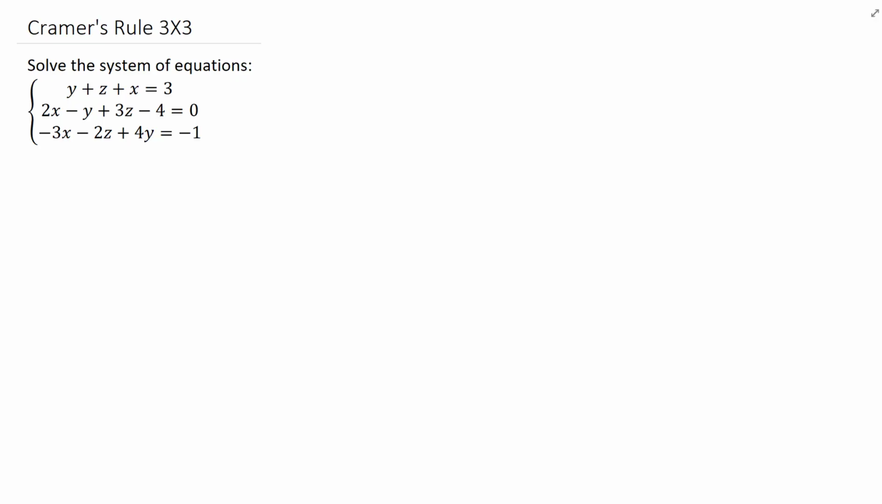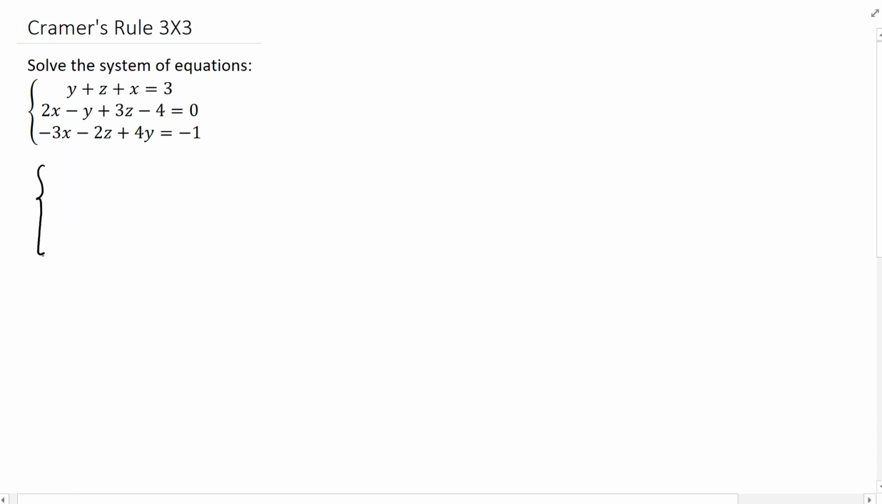In this video, we'll solve a system of equations using Cramer's rule. So we have three equations and three variables, x, y, z. Now looking at the system of equations that we have right now, x, y, and z are all over the place.